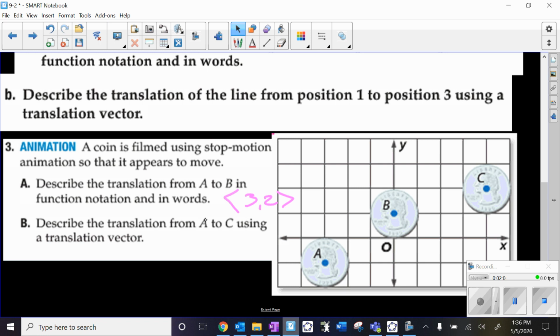If I was to ask you, instead of going from A to C, but instead C to A, now we need to be a little bit careful. Remember, we go left and right first, and then up and down. So this time I'm going left 1, 2, 3, 4, 5, 6, 7. That's a -7 because I went left, and then down 1, 2, 3. So -7, -3 would be the vector from C to A.